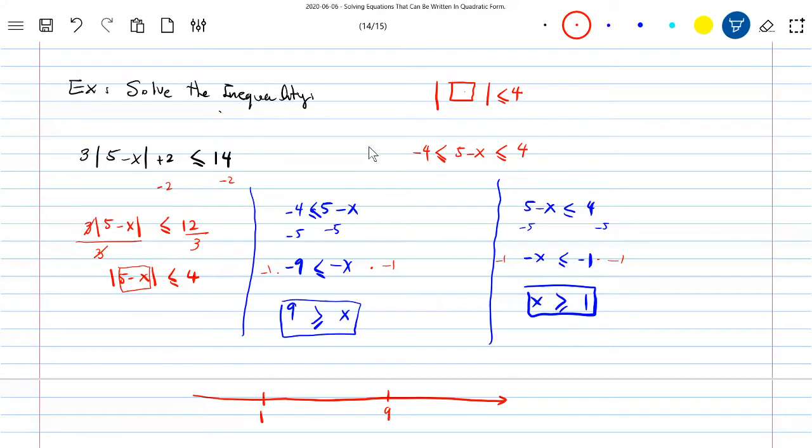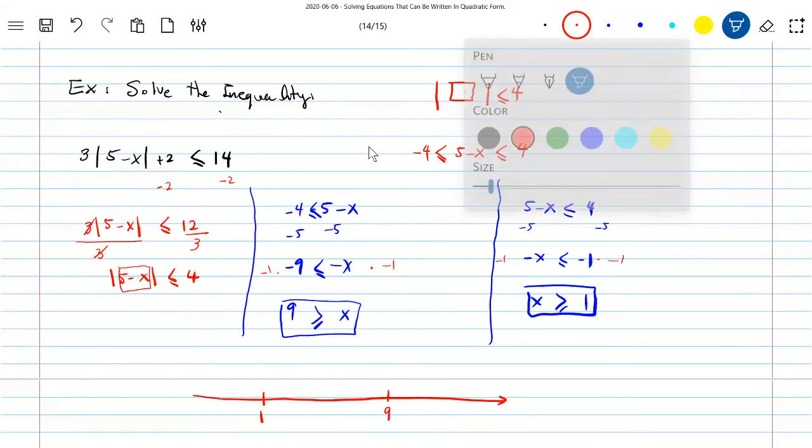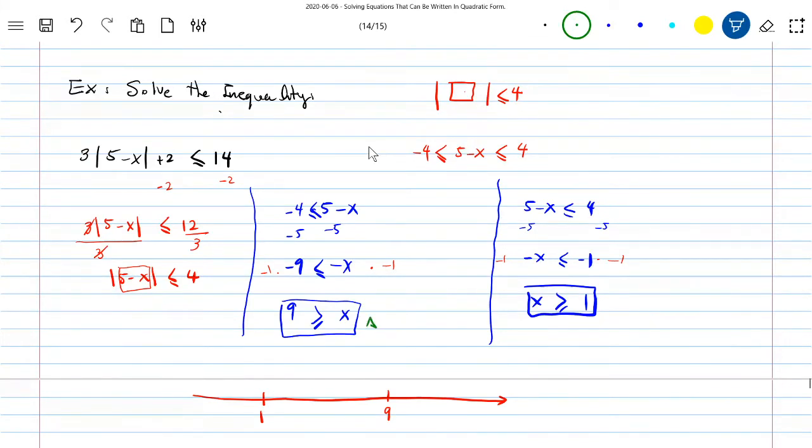Okay. Let's look at this one. I'm going to use color green for this. The solution x less than or equal to 9. If you cannot read it this way, 9 greater than or equal to x is the same as x less than or equal to 9. The direction of the inequality is still the same. X less than or equal to 9. This is the same as 9 greater than or equal to x.